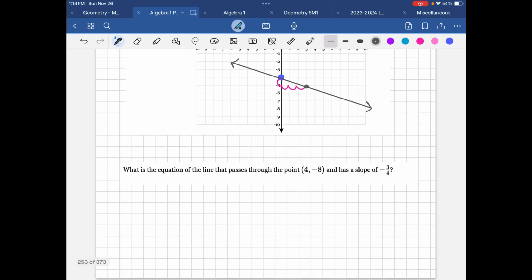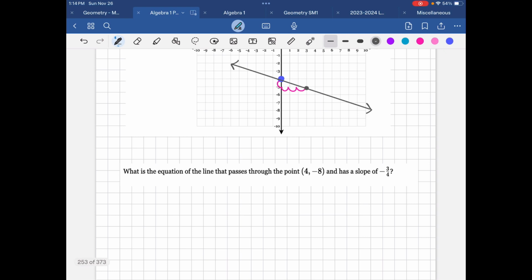All right. Another question that you're going to see is, what is the equation of a line that passes through the point 4, -8 and has a slope of -3/4? For this one, I would go ahead and use the point slope form. So let me go ahead and get that written for you. We just talked about this one in the last lesson and how to write the equation if given so.